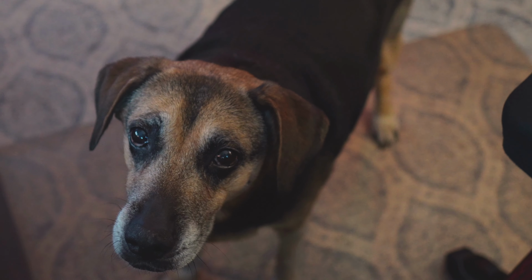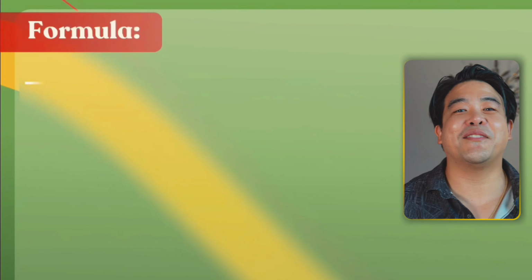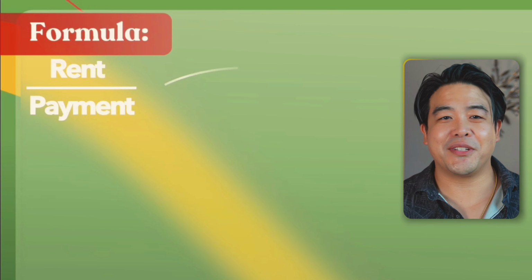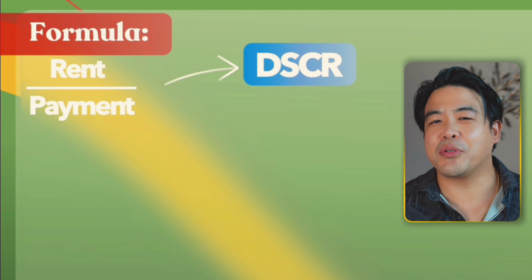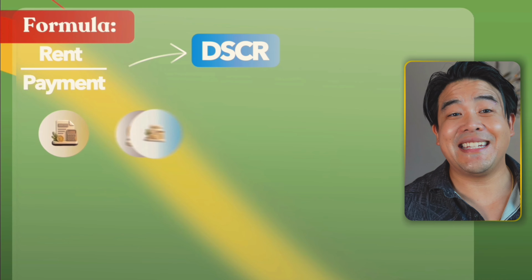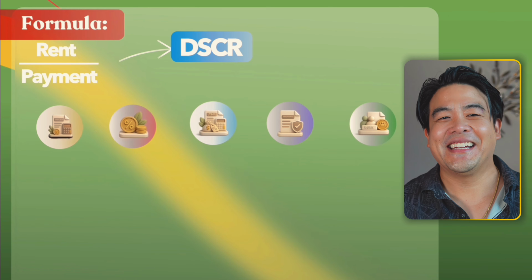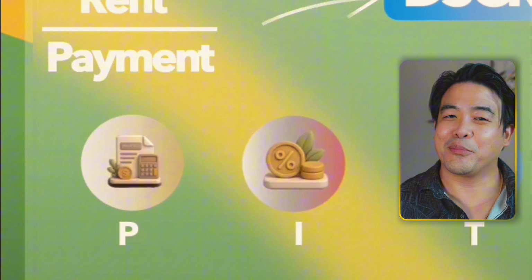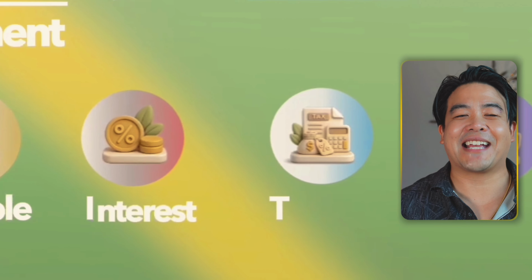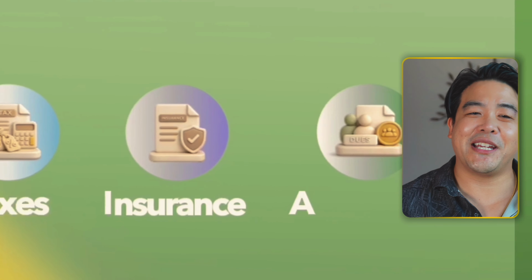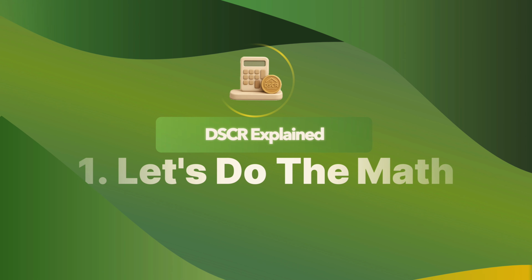The formula is one line. Rent divided by the payment. That's your DSCR. But the payment isn't just the principal and interest. It's the PITIA. Principal, interest, taxes, insurance, and association dues, if there are any. So let's do a real one together.